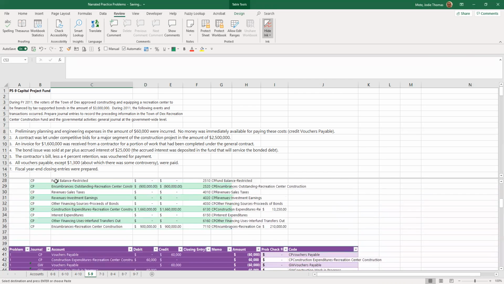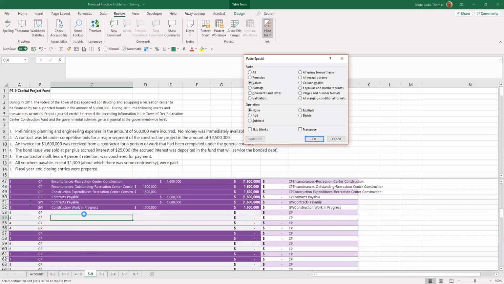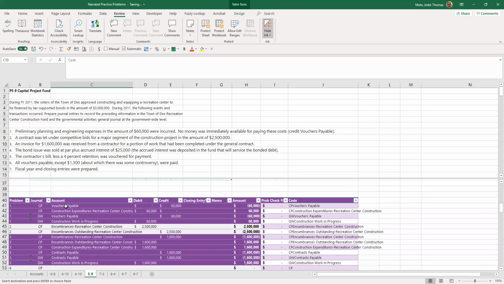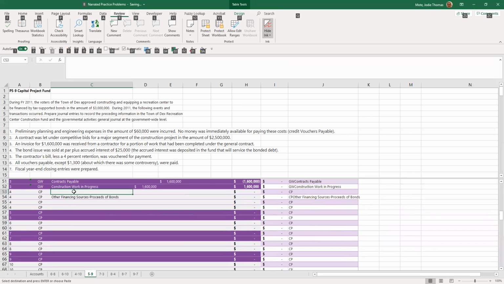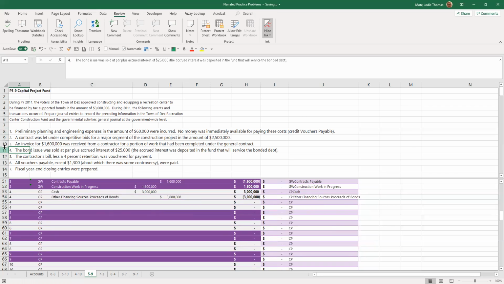Other financing sources, proceeds of bonds, that's where our credit's going to be, because we're actually getting cash. So let's do it correctly here, Jody, and do our debits first and our credits second. So we have other financing sources, and we have here the cash. So we got in 3 million. All right, so the reason that you're not including the accrued interest of $25,000 is because that's considered part of the debt service fund that's going to also be created to service this debt, which we'll cover in module 6.